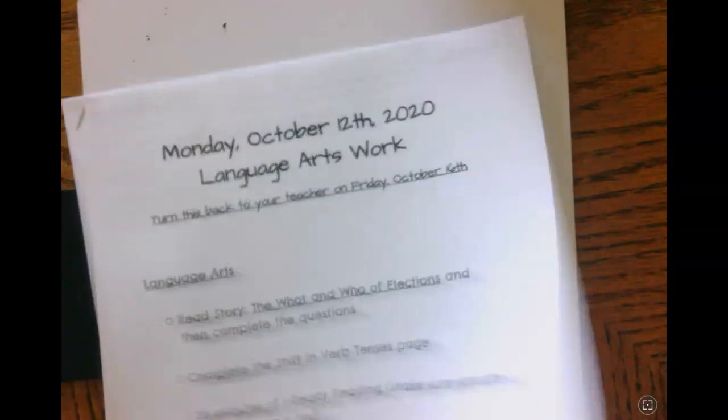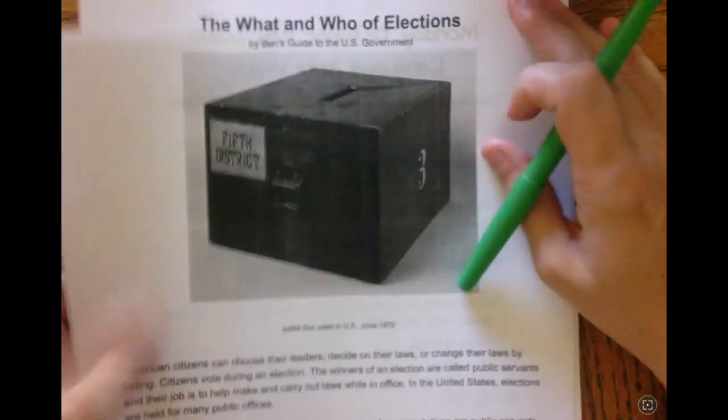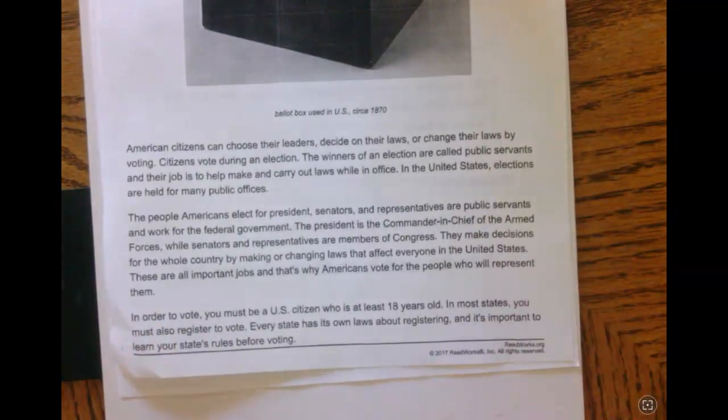All right, let's begin. The What and the Who of Elections. American citizens can choose their leaders, decide on their laws, or change their laws by voting. Citizens vote during an election. The winners of an election are called public servants, and their job is to help make and carry out laws while in office.